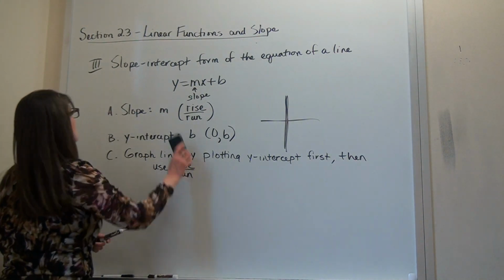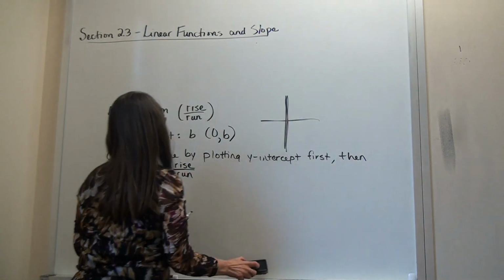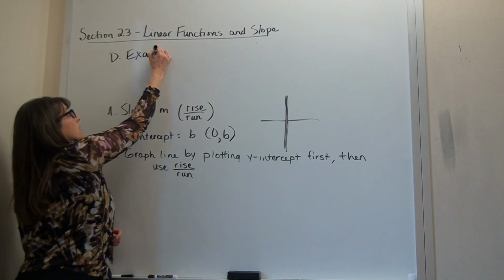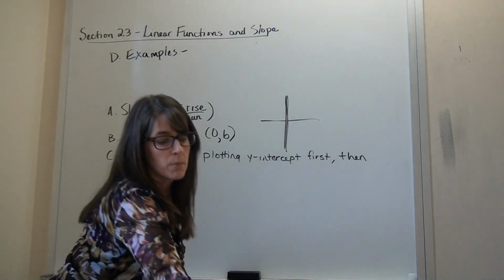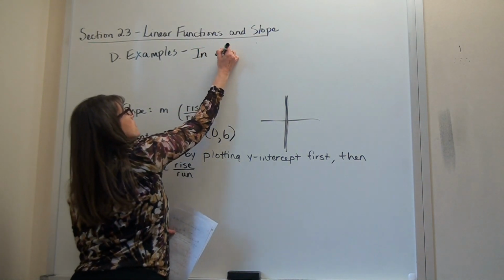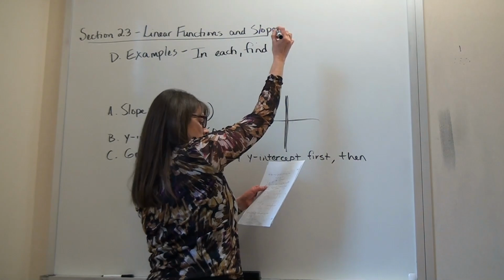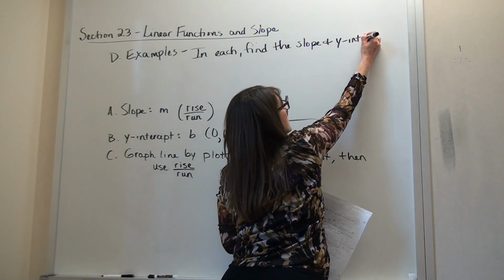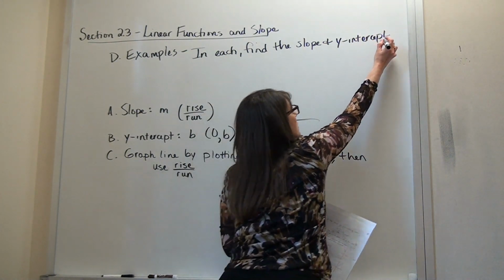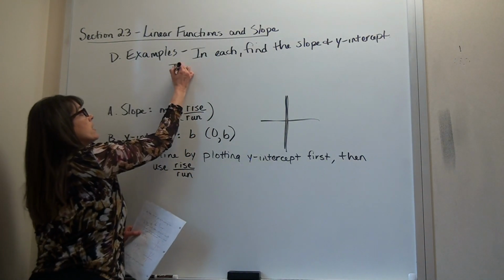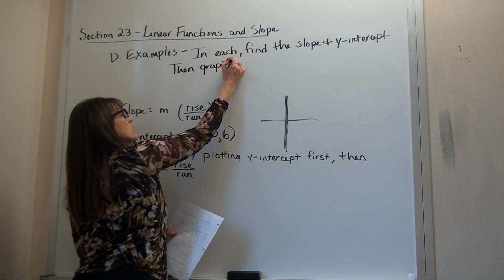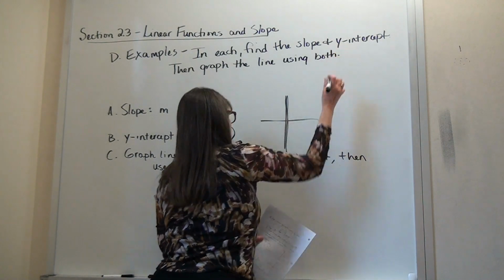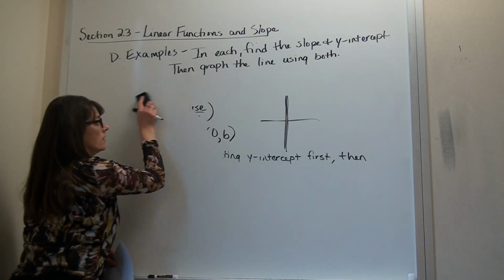So now let's take a look at some examples here of how to use this. So let's see here, C, D. In these examples, what we're going to do is find the slope and y-intercept, and then we're going to graph the line using both.